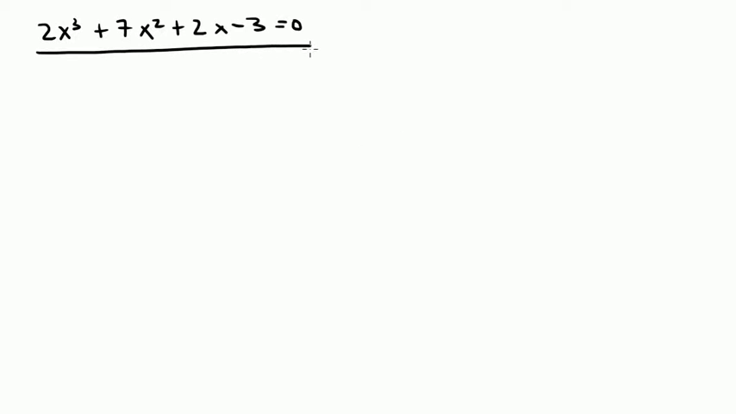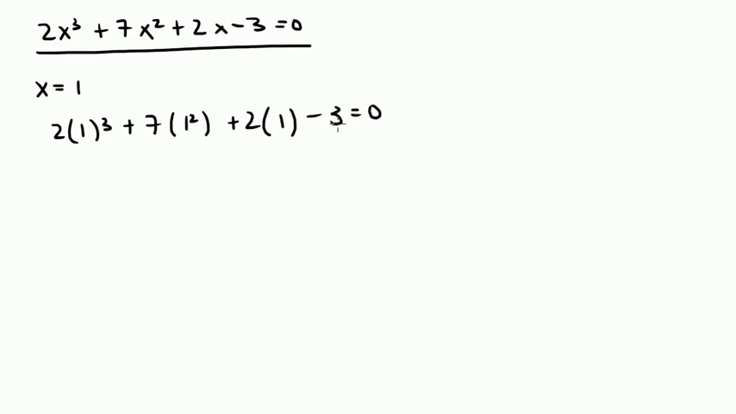Question 8, we have a cubic equation. So we know we're looking for three values for x. The first thing we need to do is find one of the roots. So we do this just by trial and error. So for example, we start off with x is equal to 1. So we have 2 by 1 cubed plus 7 by 1 squared plus 2 by 1 minus 3 equals 0. We get 2 plus 7 plus 2 minus 3 equals 0. This does not give us 0, so therefore x equals 1 is not one of the roots of the equation.